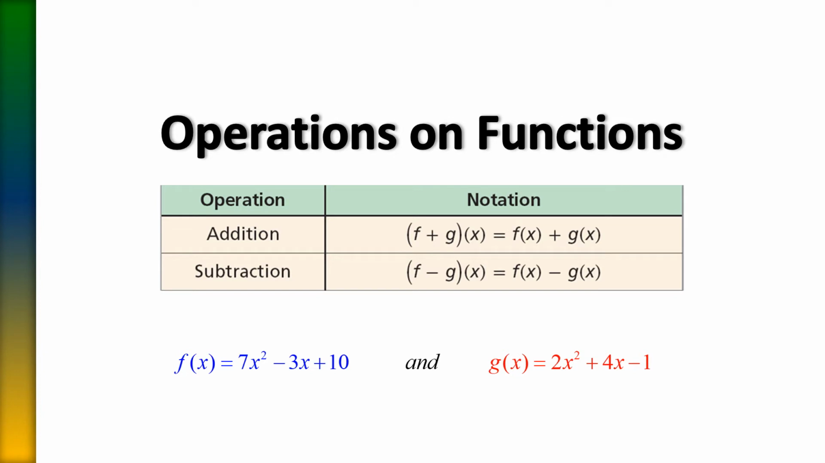And if you see f minus g of x, then what they want you to do is to subtract the function. So it would be this function, f of x, 7x squared minus 3x plus 10, take away the g of x function, which is 2x squared plus 4x minus 1. So it will be this group, take away the second group. And that is what we call operations on functions. Again, it looks more complicated than what it really is.